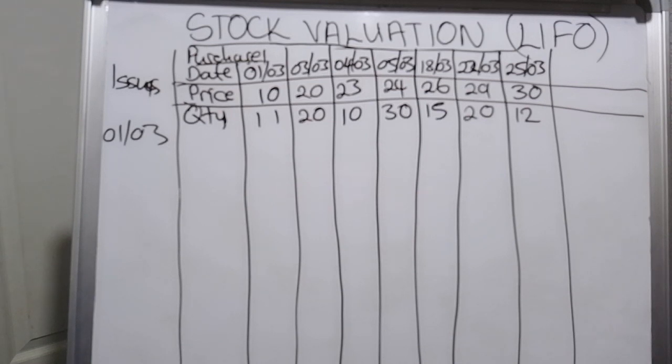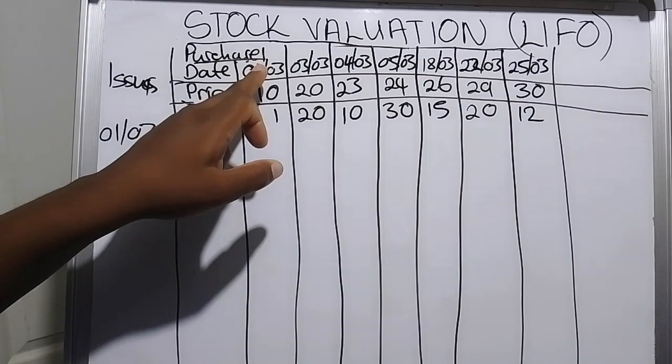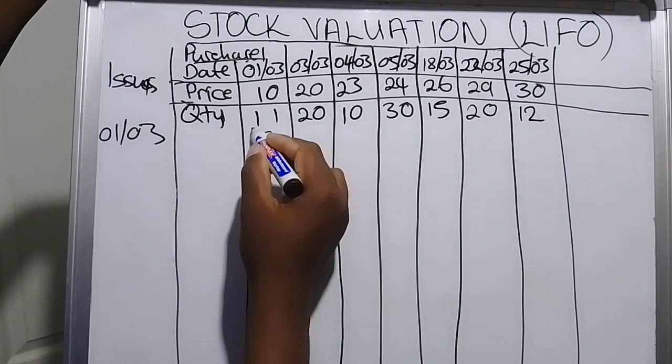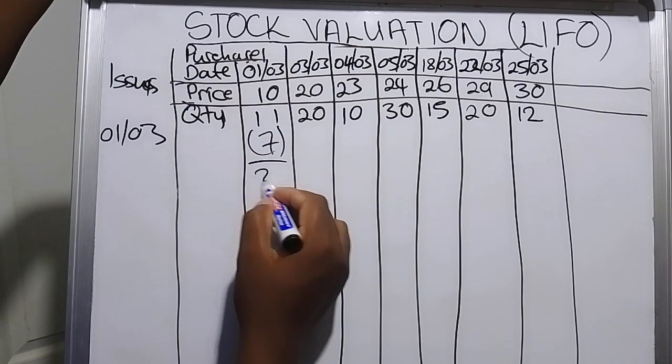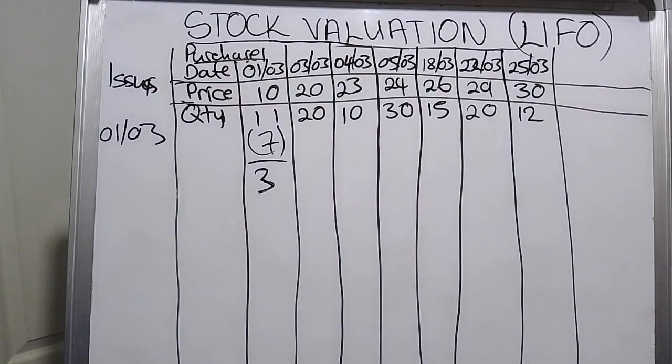Now the date is 01/03. So what we are going to do, we are saying last in, first out. The stock which was last in on the 01/03 is the stock which we bought on that same day. So we are going to sell those 7 units and remain with 3. This was on the 1st of March.